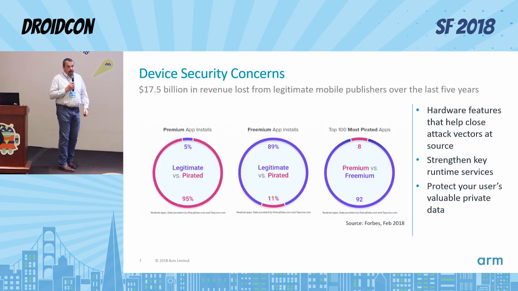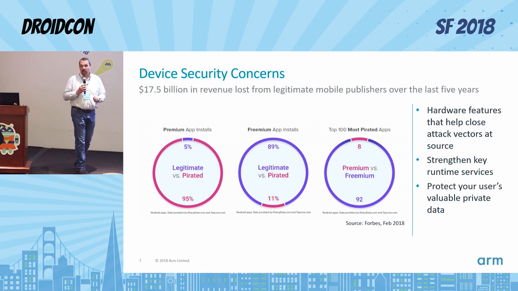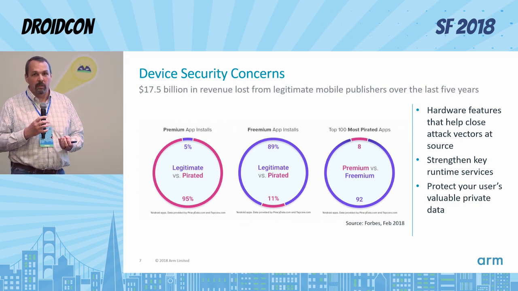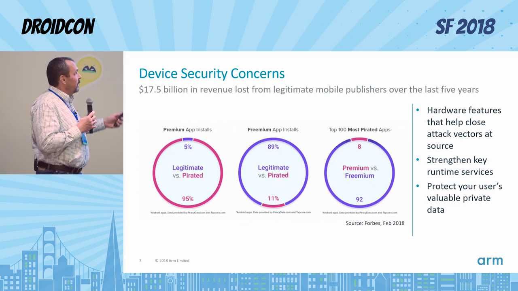So this past spring at Google I/O, Google touched on three pillars that they're most interested in: security, performance, and good interactions with apps. Security and performance are two things that ARM is also latched onto as very important moving forward with Android.